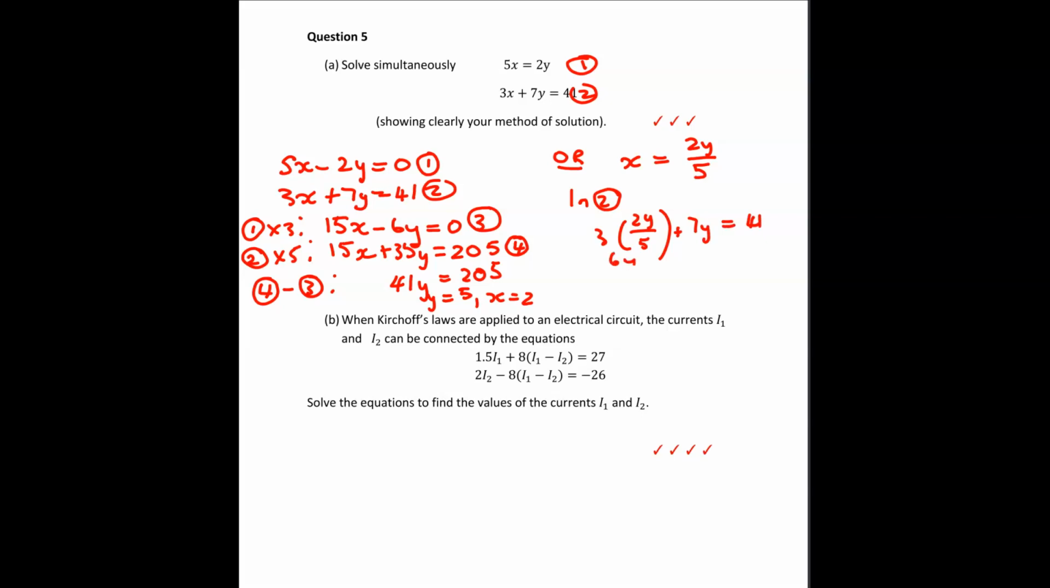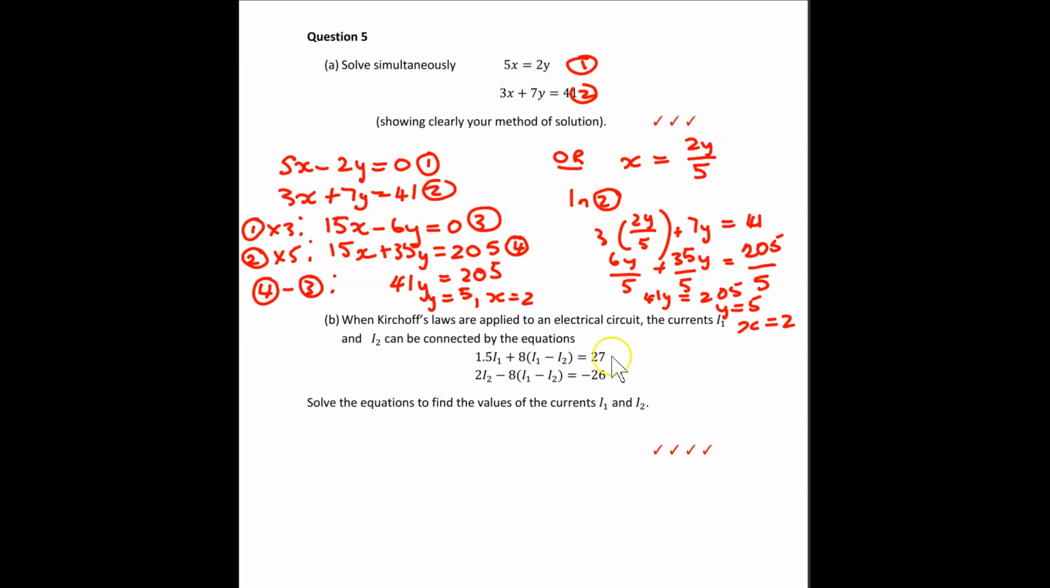That gives you 6y over 5. Change 7y over 1 to over 5. So it would be 5 7s are 35y. And change 41 over 1 to over 5. So that would be 5 times 41, 205. And you have exactly the same thing, that 41y equals 205, y equals 5, and similarly then x equals 2.